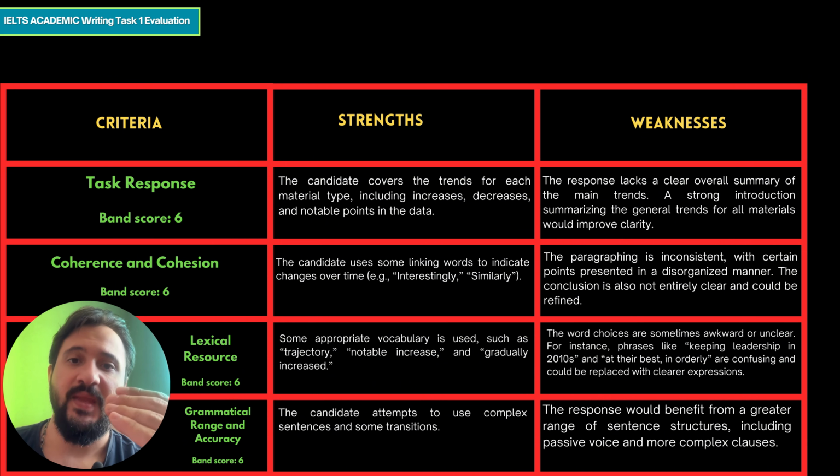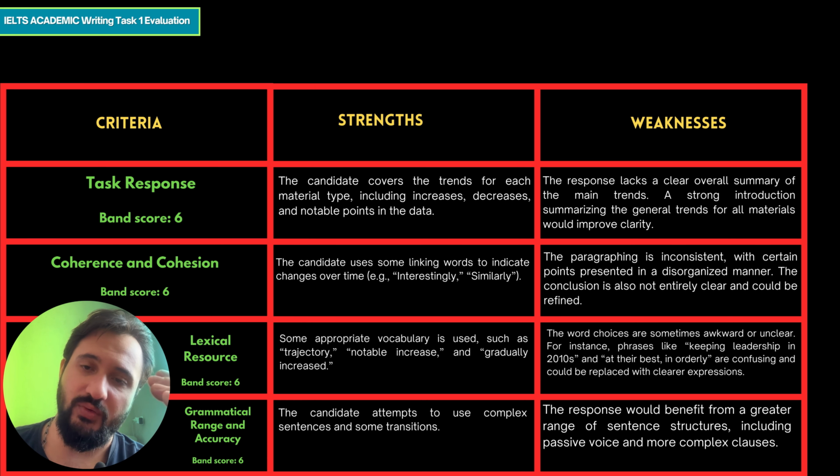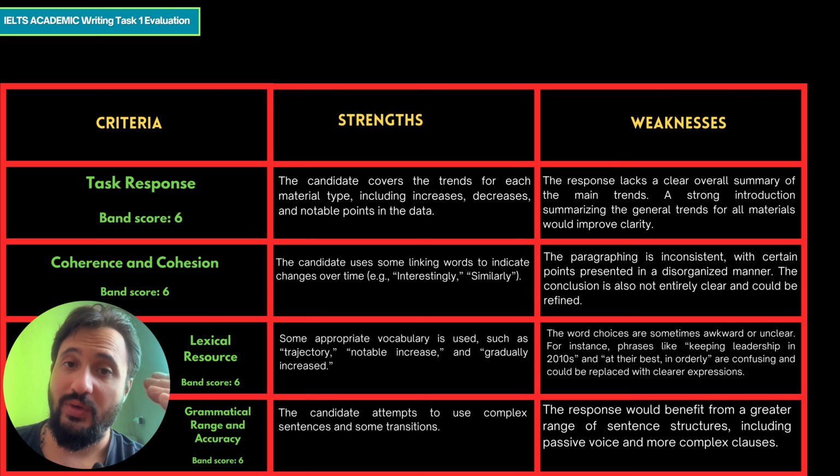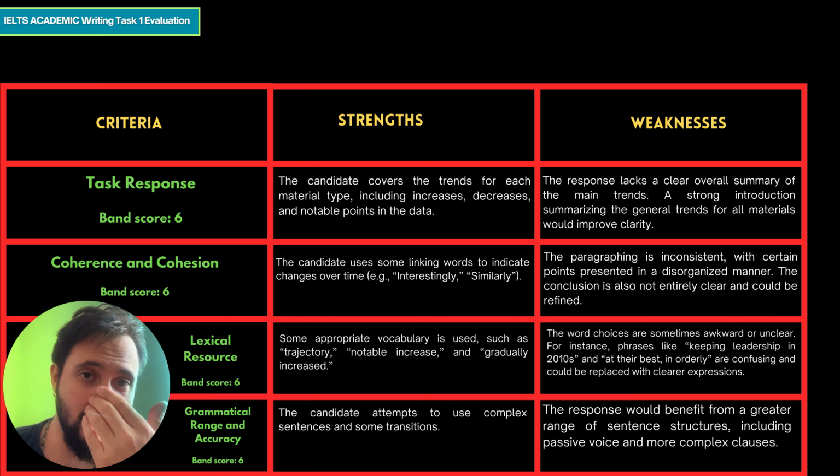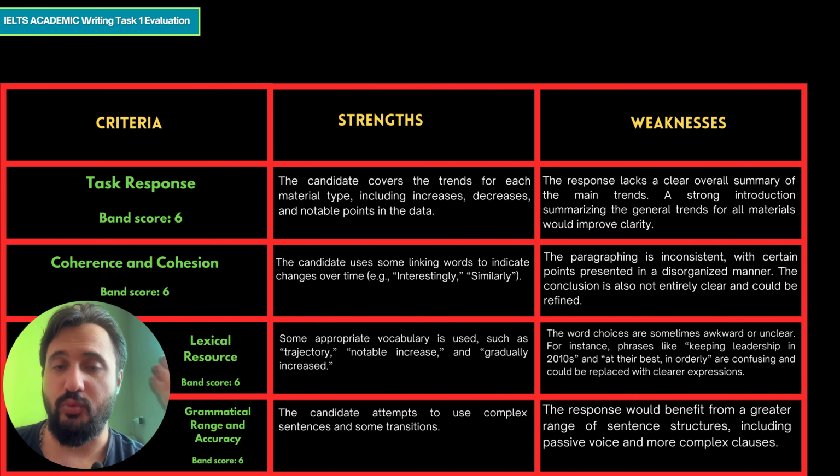For example, discussing each material's trends separately from the highest to the lowest recycling rates will improve the clarity of this article. The paragraph is inconsistent, with certain points presented in a disorganized manner. The conclusion is also not entirely clear and could be refined.